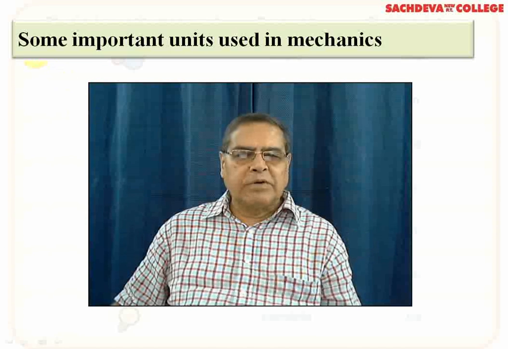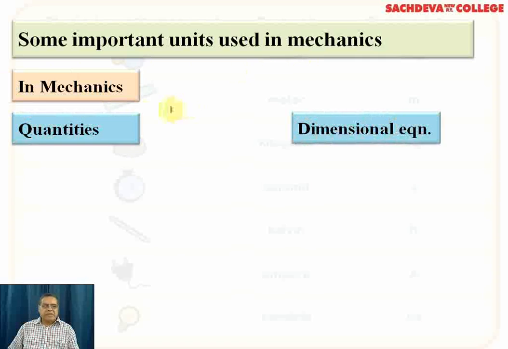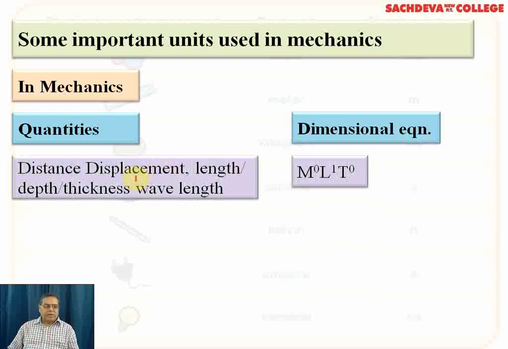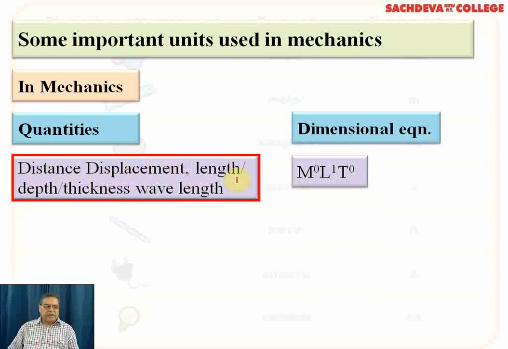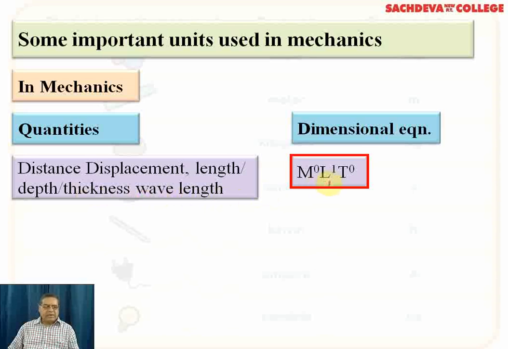Now, there are certain important units used in mechanics. In mechanics, there are certain physical quantities, and those physical quantities are represented in terms of dimensional equations. Dimensional equations are generally given in terms of mass, length, time, etc. So, distance, displacement, length, depth, height, thickness, and wavelength, all of them are represented in terms of distance. So we use M⁰LT⁰.